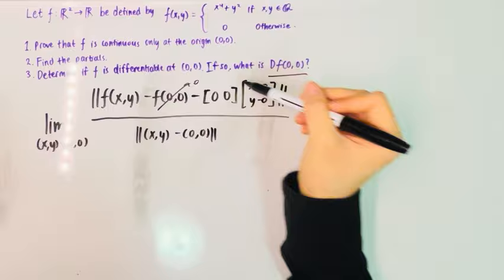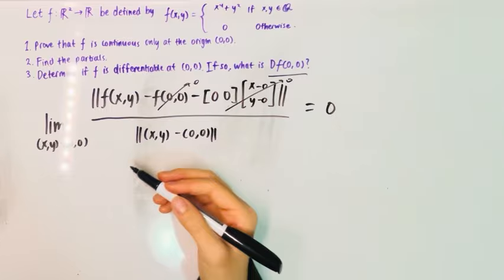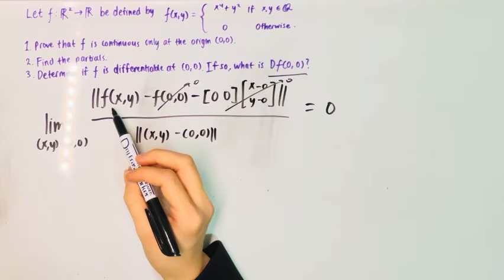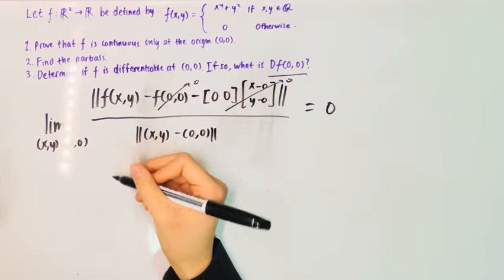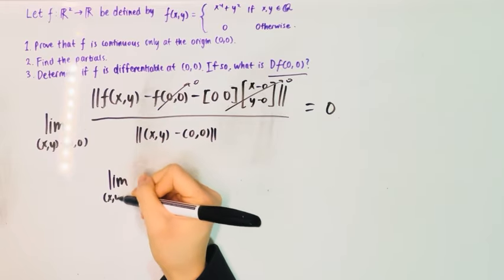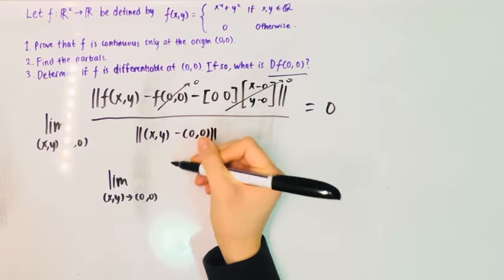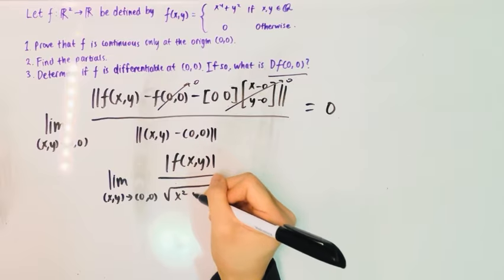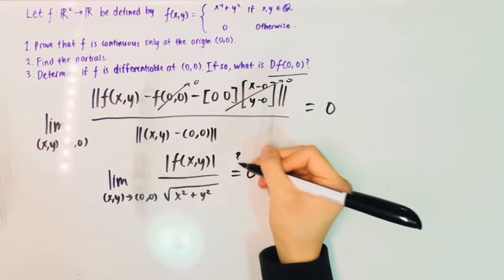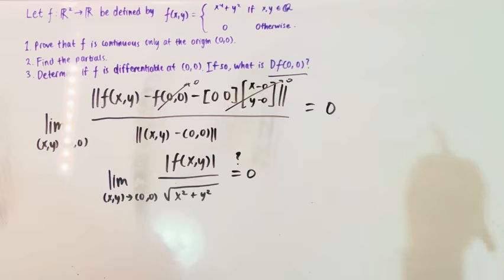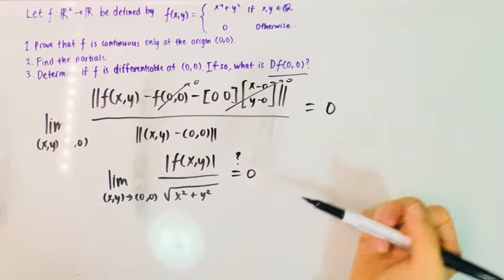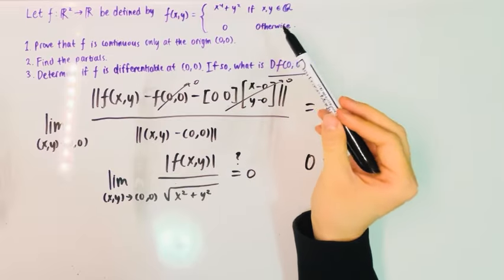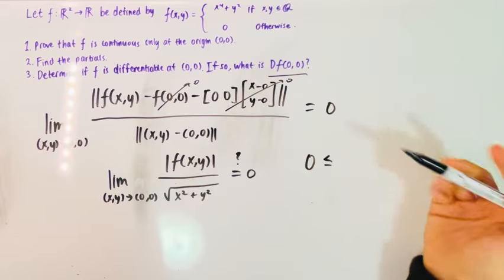All right, so these both go to 0. Now all we want to show, and again, taking the norm here is just the norm of a scalar, so it's basically like taking the absolute value, is that the limit as (x, y) goes to (0, 0) of f(x, y) over the square root of x² + y² equals 0. Is that true? Okay, we're going to use the squeeze theorem again. It's bounded below by 0 because both of these quantities are positive, and when (x, y) is irrational, this quantity will go to 0.